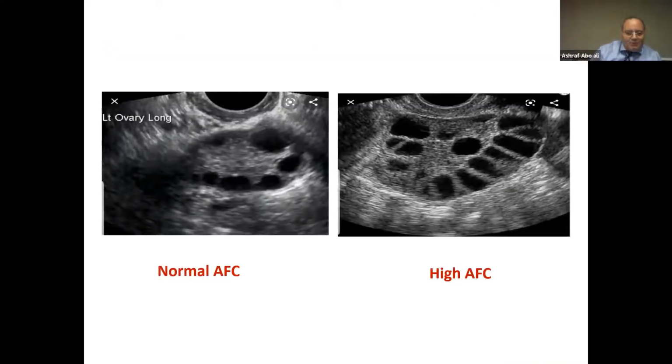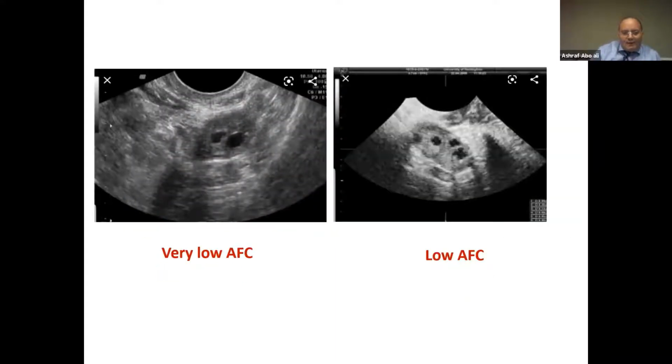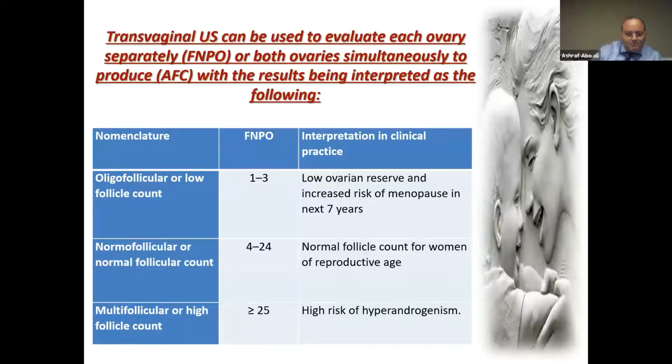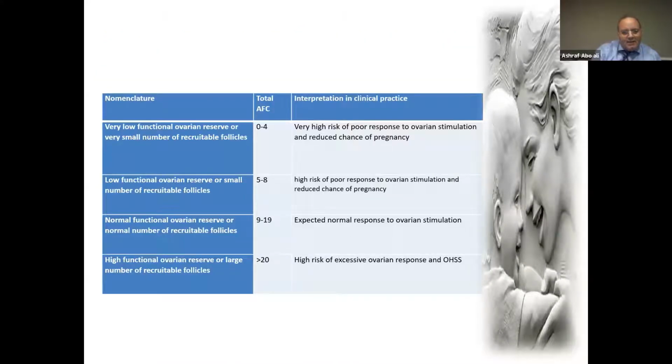This is an ultrasound picture of the antral follicle count of a normal responder and a high responder, and the category of low or subnormal responder we can classify into low antral follicle count and very low antral follicle count. The low antral follicle count is from 5 to 9, and the very low is from 4 to 0. This is the classification if we are counting for one ovary, but as we say in infertility management, we should calculate both ovaries and manage like that, from 0 to 4.